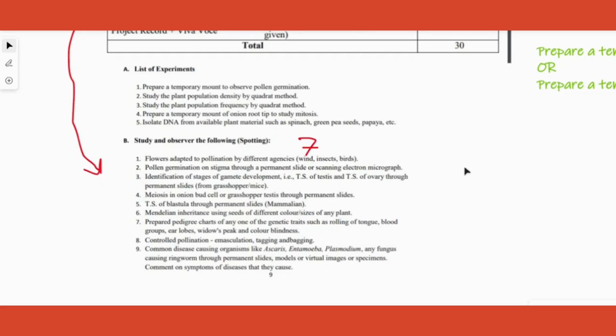Obviously, your teachers would have given you practice for all this, so they will repeat the same. They will not give you random flowers, but I'm just giving you a clue to identify easily.